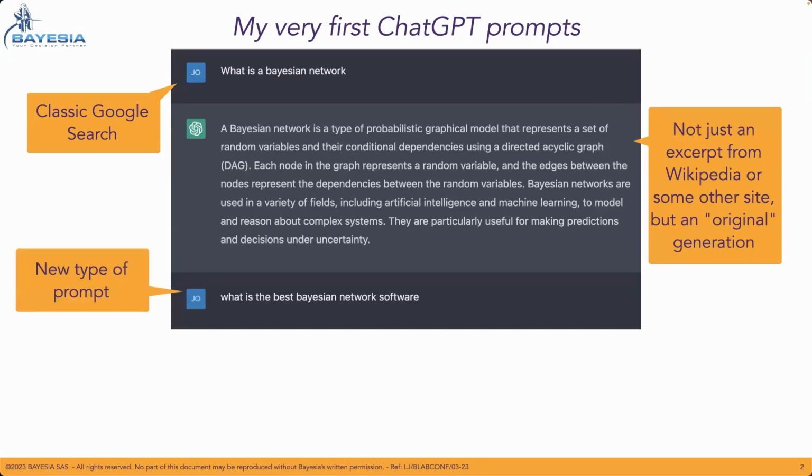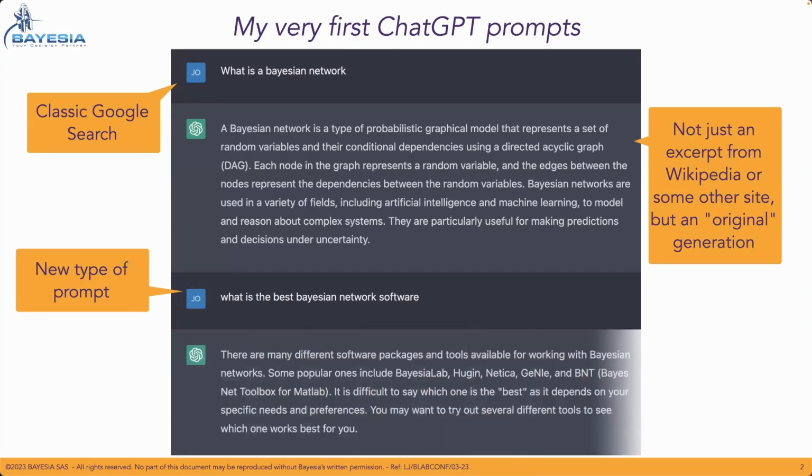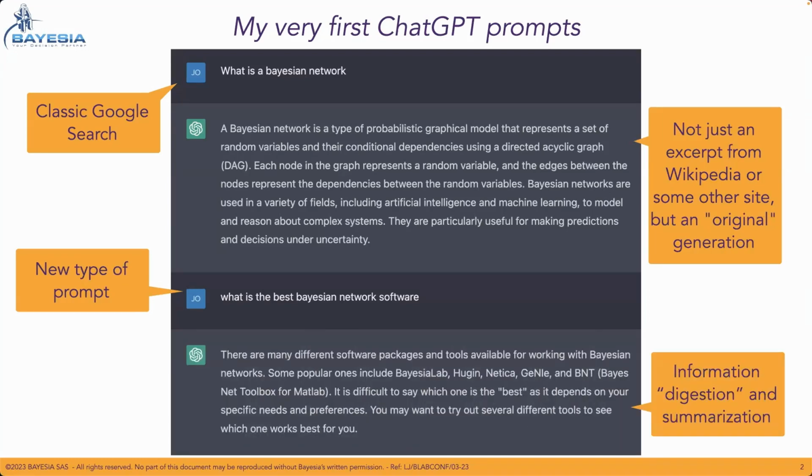Then I followed this chat with another prompt. What is the best Bayesian network software? It's like being auto-focused here. And then I have this answer where we have the list of software, including BayesiaLab, again, Netica, G9, and so on and so forth. And here it was absolutely not like Google, because it seems that the information has been digested and summarized, and it was given an advice, right? It was even more impressive than the first answer.